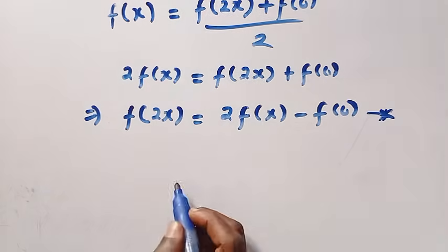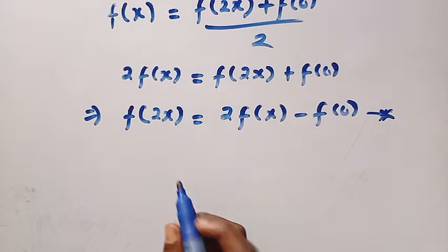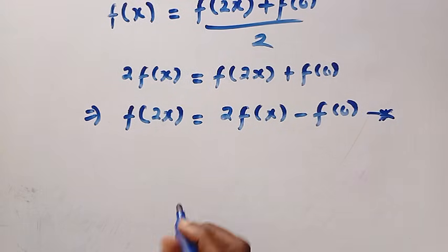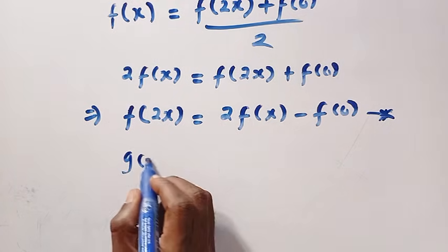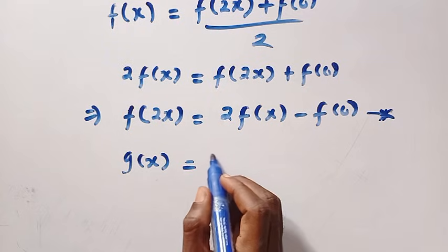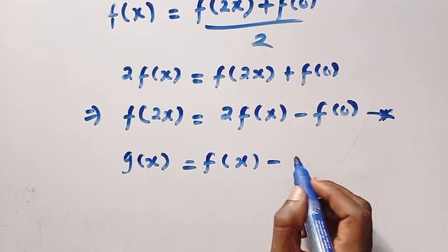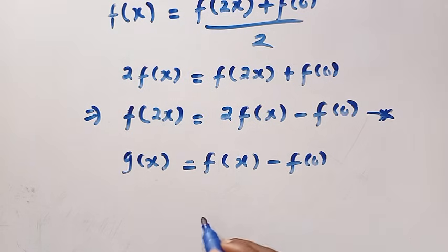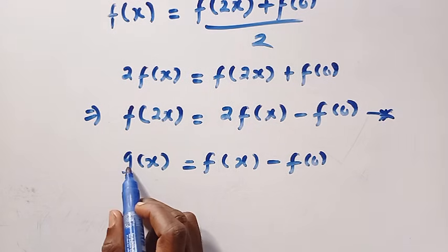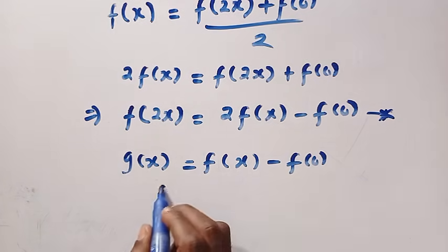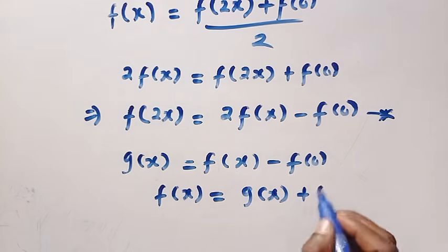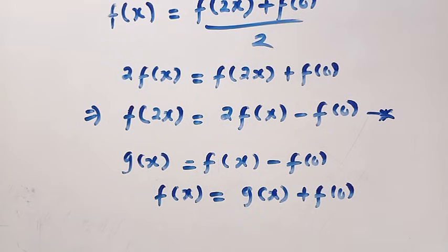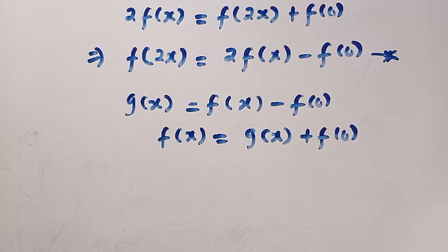The next thing I'm going to do is define another function different from f. Let's define g of x equals f of x minus f of 0. We don't know the value of f of 0, so we just say g of x equals this. Therefore, for every f of x here, this equals g of x plus f of 0. Okay, this makes sense.